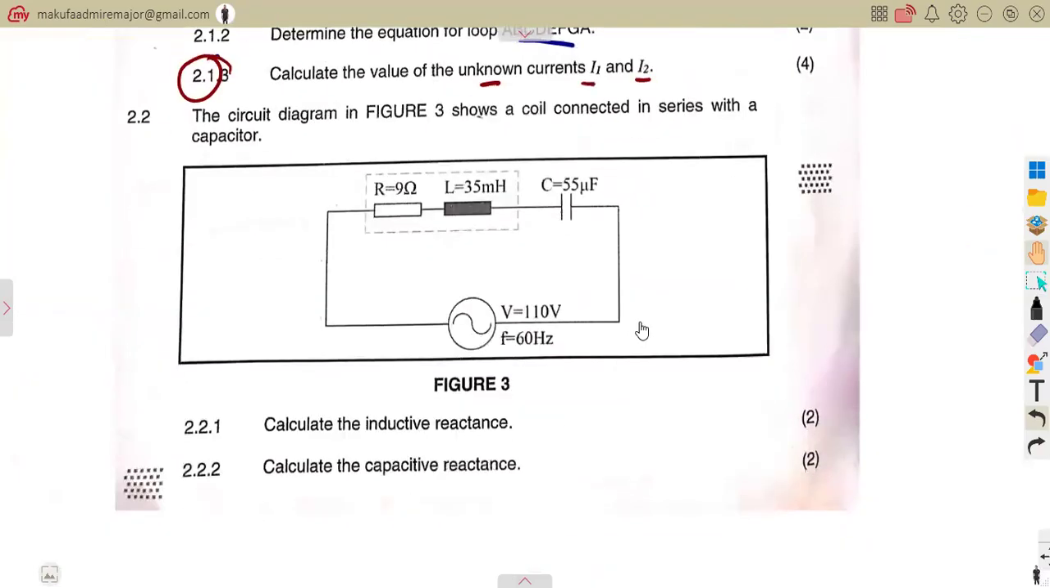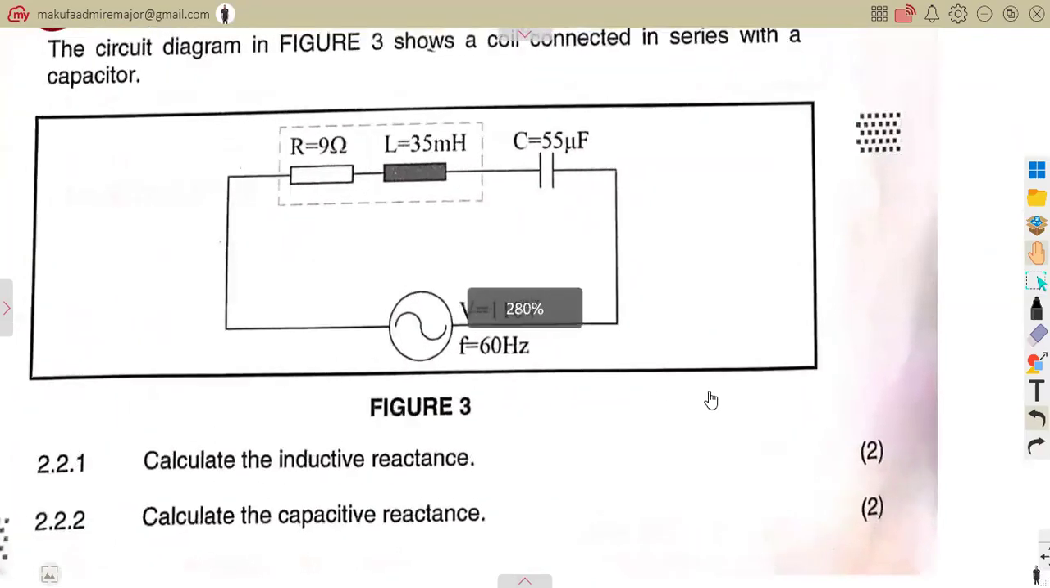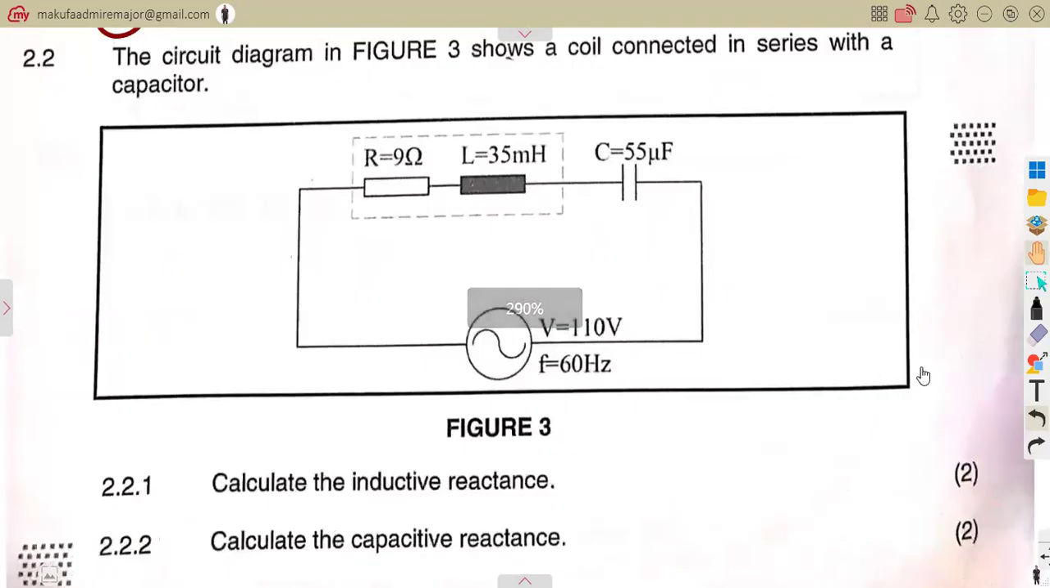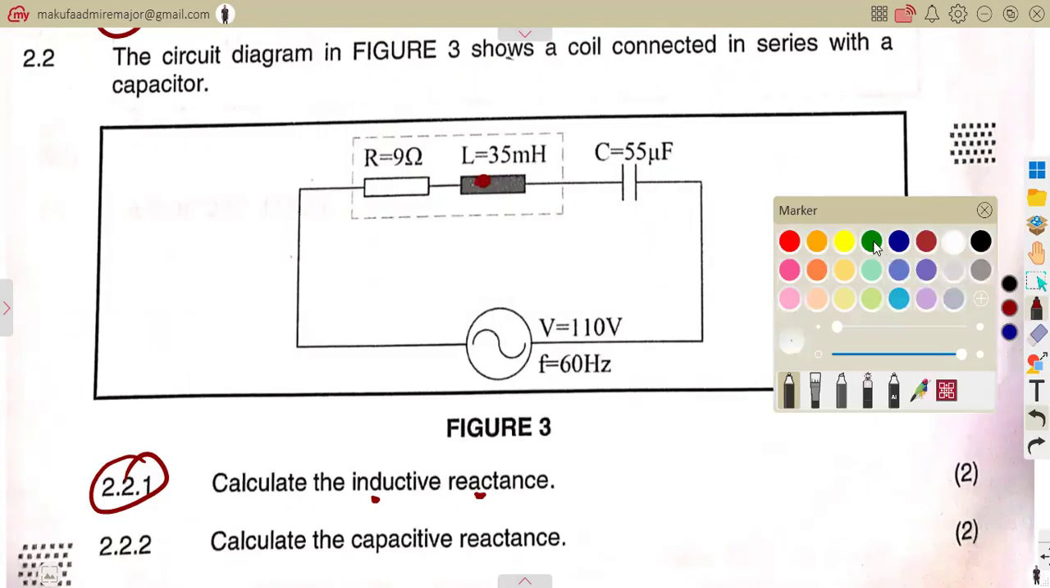All right, on 2.2, you're given the circuit shows a coil connected in series with a capacitor. So there's a coil, a resistor and an inductor. Then there's a capacitor. 2.2.1, calculate the inductive reactance. So that is from our inductor. What is the inductive reactance?